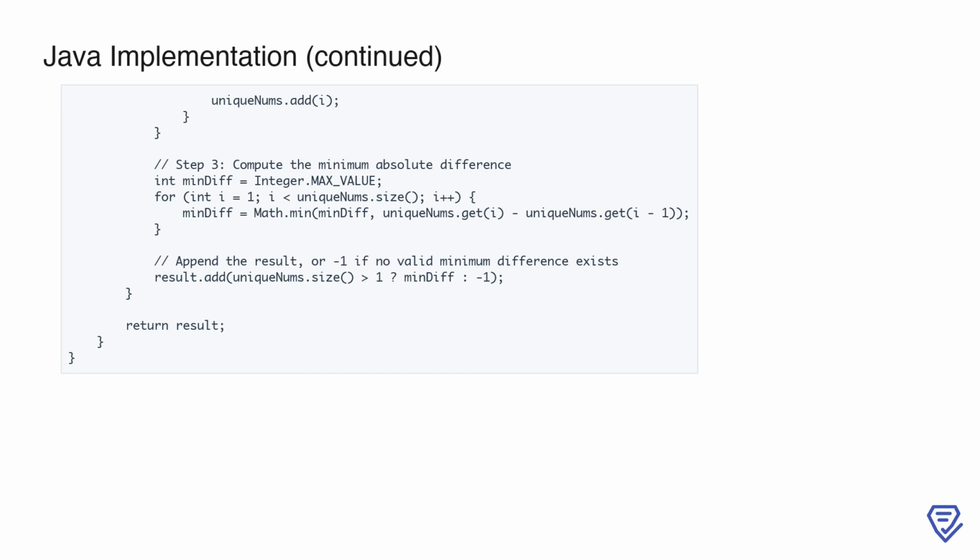After computing the minimum difference, we check if the uniquenums list contains more than one number. If it does, we add the computed mindiff to the result list. Otherwise, if there are no valid pairs to calculate a difference, we append -1 to indicate this. Once all queries are processed, the final result list, containing the answers for each query, is returned. This implementation efficiently handles the problem by leveraging prefix frequency arrays for quick range queries and minimizing redundant computations, making it well suited for large input sizes.